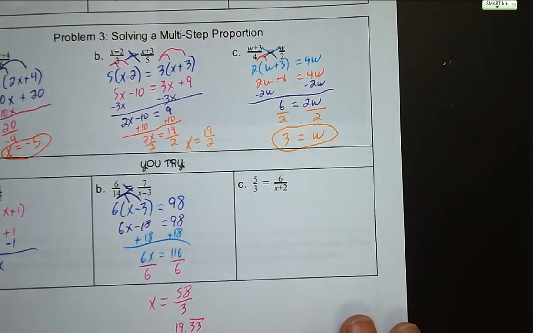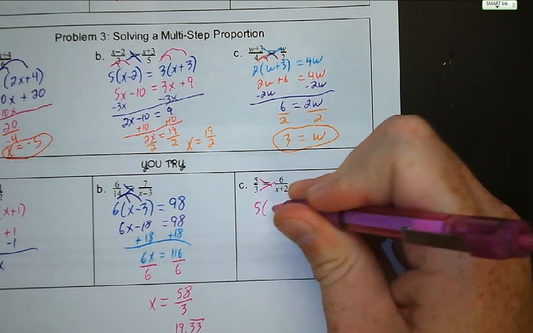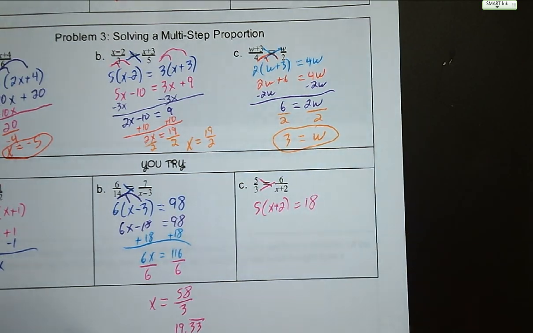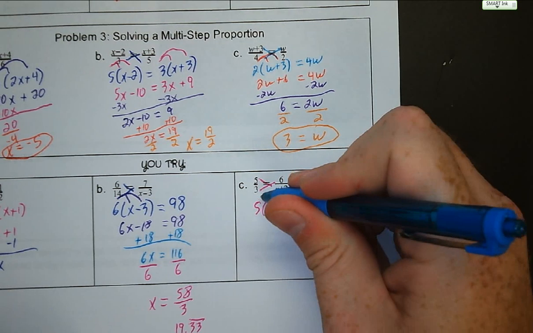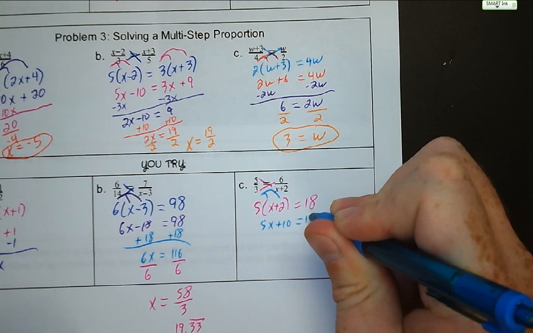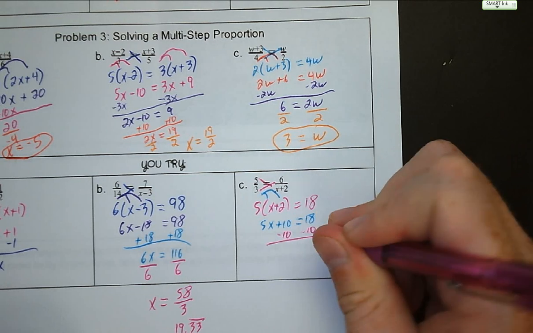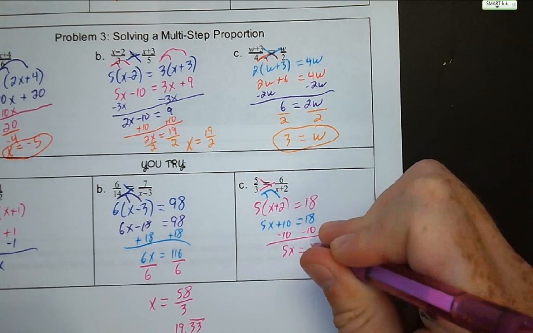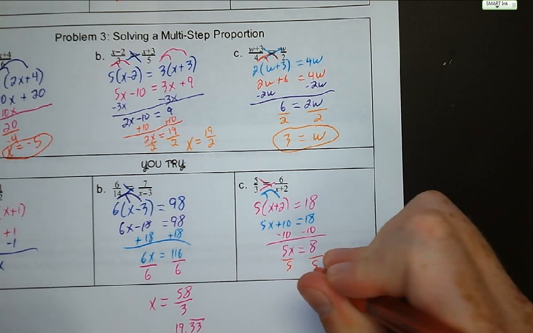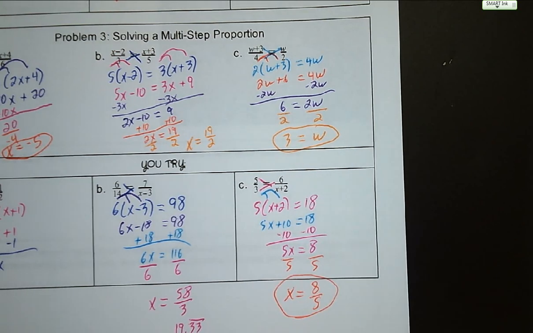Letter C, cross multiply. 5 times (x plus 2) is equal to 18. Distributive property, 5x plus 10 is equal to 18. Subtract 10 from both sides. 5x is equal to 8. Divide both sides by 5, and x is equal to 8/5.